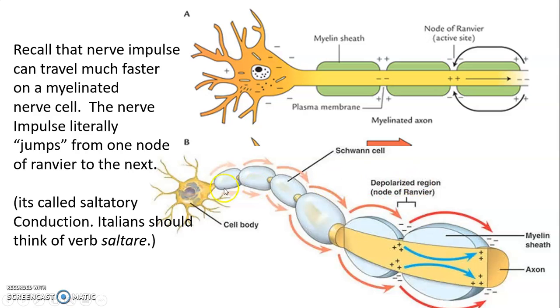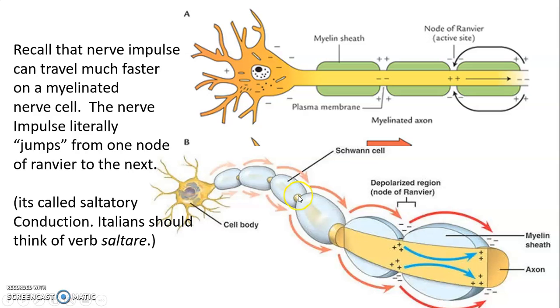One last detail. Do you remember that when a cell is myelinated, so here it's got its myelin sheath? And remember that the gaps between the myelin sheath, where the nerve cell is uncovered, are called nodes of Ranvier. When an axon is myelinated, the nerve impulse can travel more quickly.